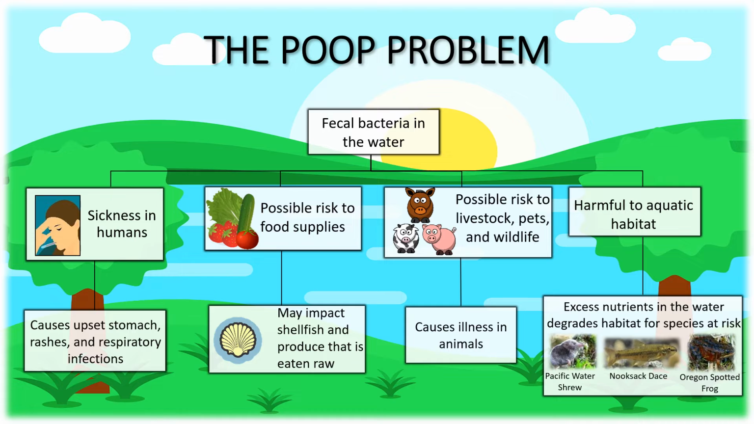Humans can become directly infected with fecal bacteria by drinking contaminated water or by swimming in water with elevated levels of bacteria. These exposures to fecal coliform bacteria can cause a variety of illnesses with symptoms such as nausea, vomiting, rashes, fevers, and respiratory infections.